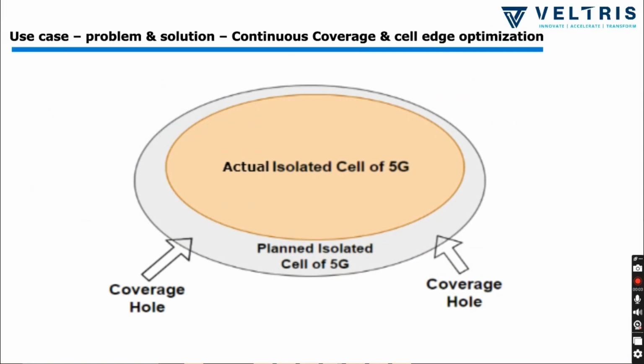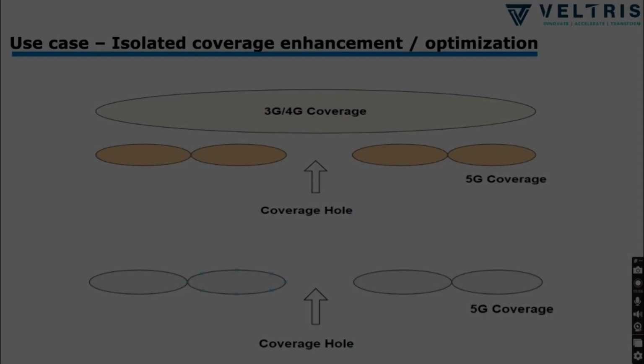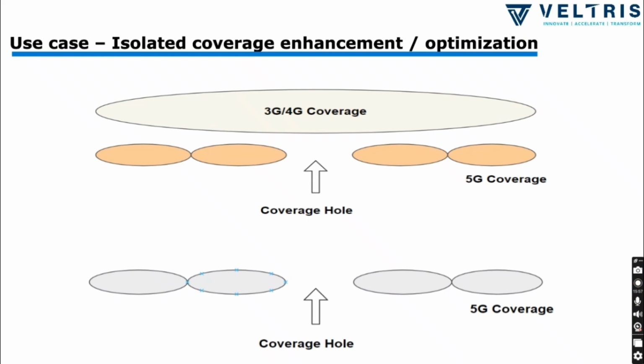Let us look into the use case of isolated coverage enhancement or optimization. In this use case, the actual coverage area of an isolated island cell is smaller than the planned isolated island cell area. The area that is not covered in the planned cell area is the coverage hole that needs to be detected and optimized by the coverage and capacity optimization function. Optimization of the coverage holes.